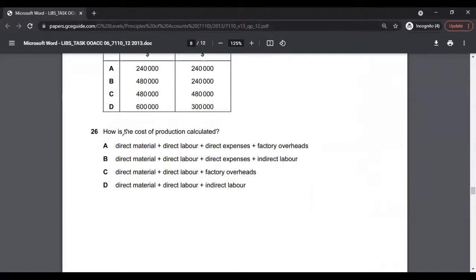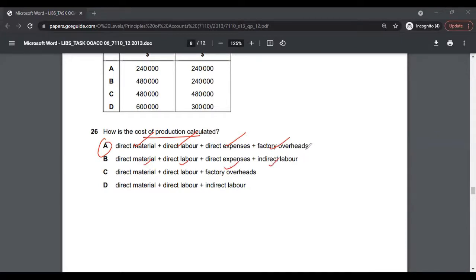Multiple choice 26. How is the cost of production calculated? Direct material, yes. Direct labor, yes. Direct expenses, yes. Factory overheads, yes. It is tempting now to say the answer to multiple choice 26 is actually A, but let's see whether it could be B, C, or D or not.